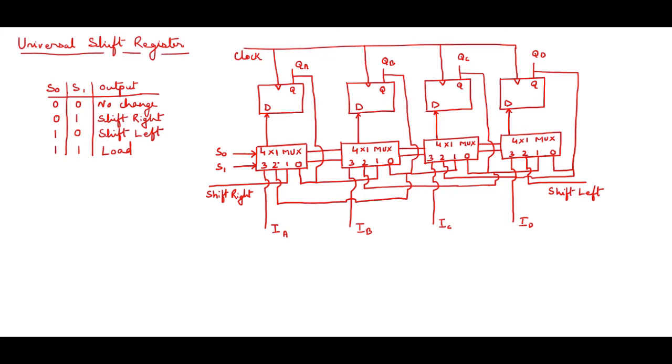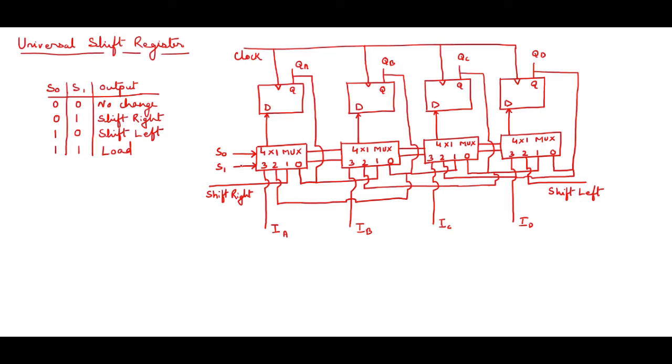Now I will give the data and we will see whether the data is shifting in the registers or not. So you can see over here I have taken this 0. From all the muxes I have taken 0 and have connected it to the output of the register. So see, QA is connected to 0, QB is connected to 0, QC is connected to 0 and QD is connected to 0. That means what?